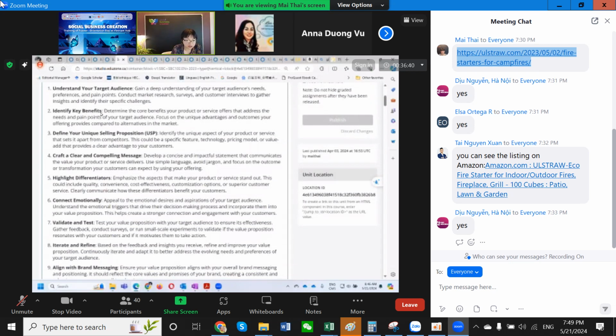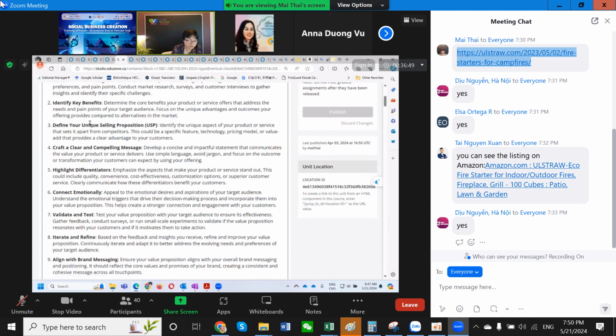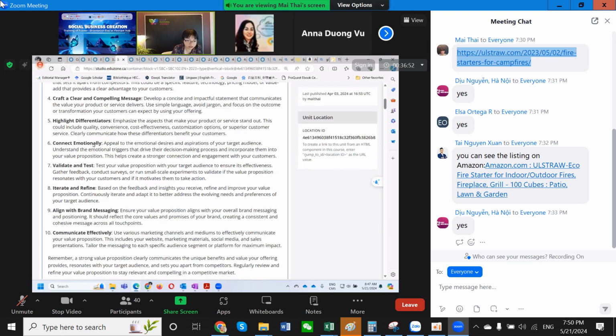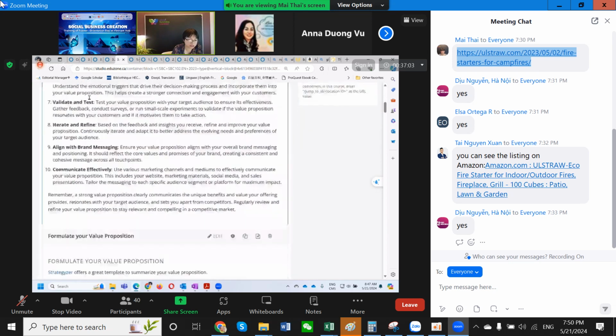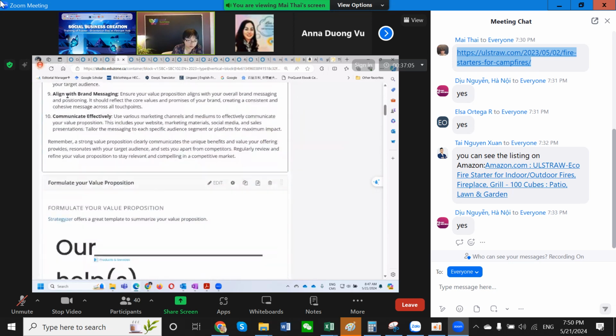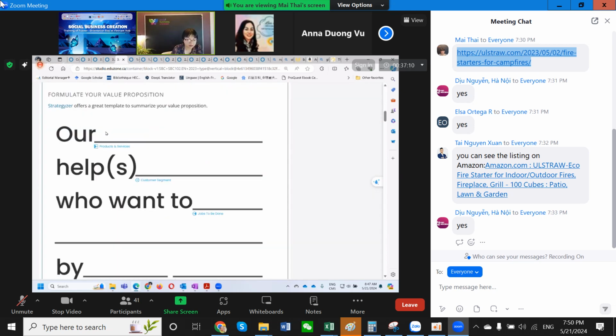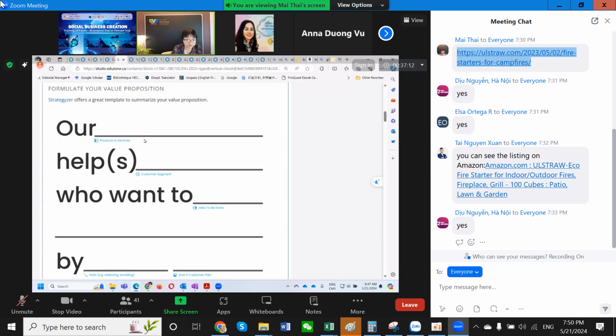So the product, in order to sell, you need to show the key benefits to the customers. You have to have a unique selling proposition, and the message has to be clear, and there must be some differentiation, and it has to connect to the customer emotionally, and you have to make sure that your product can deliver what you promised, and then branding message has to be consistent, and your product has to align with that. And we tell the students here how to pitch, make the message, which is very short.